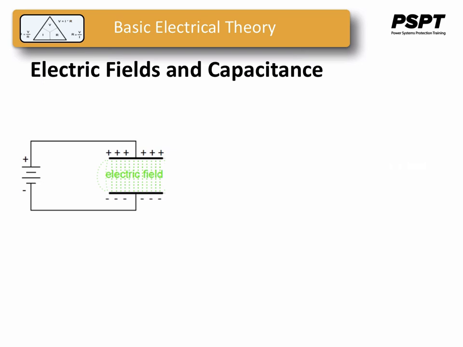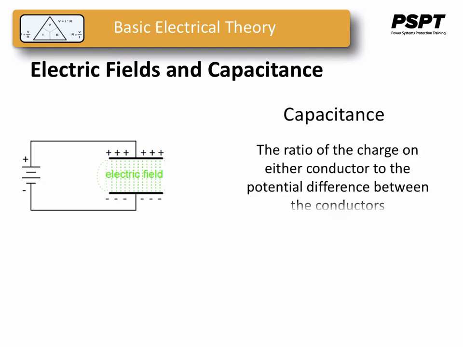Now, we would like to define capacitance. Capacitance, C, of a capacitor is defined as the ratio of the magnitude of the charge on either conductor to the potential difference between the conductors. In other words, a capacitor has greater capacitance if more charge is accumulated using less voltage.